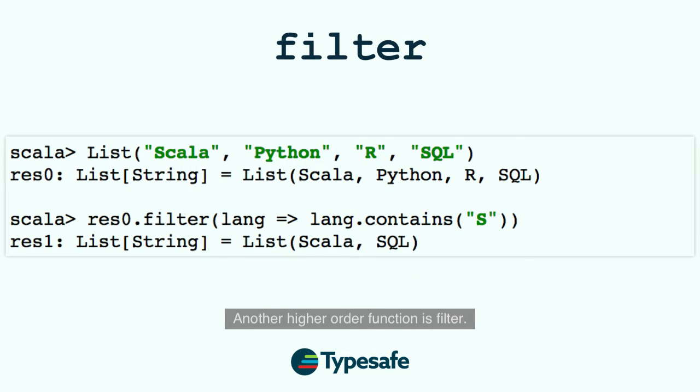Another higher order function is filter. If we have a list of Scala, Python, R, and SQL as strings, we can return a subset of these values by applying a predicate, a function that returns a true or false condition. In this case, I apply the filter higher order function with a function that says only return those strings that contain the capital letter S. And I end up with a subset of the original list of only Scala and SQL.